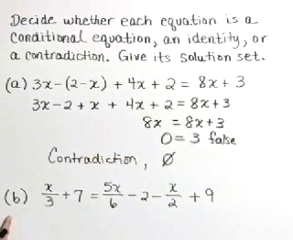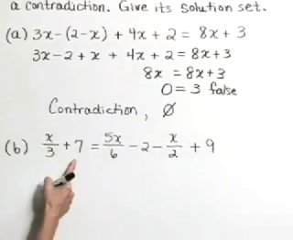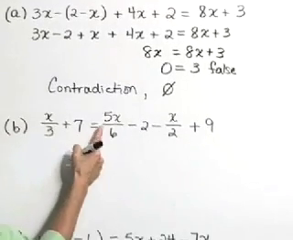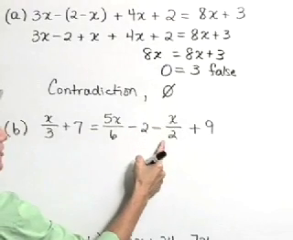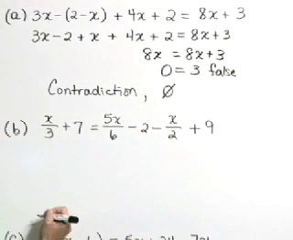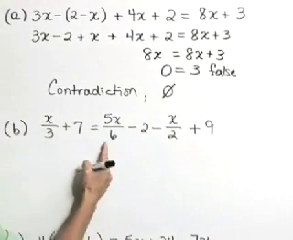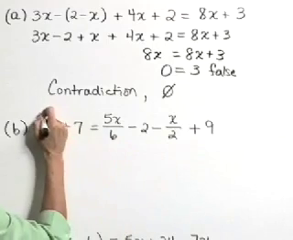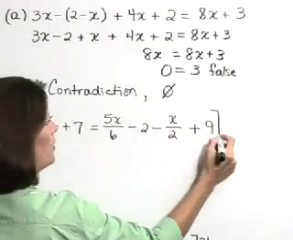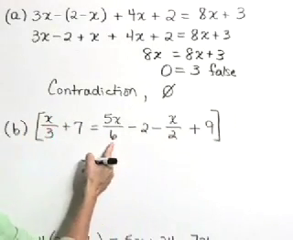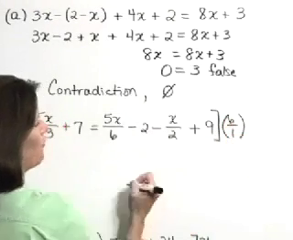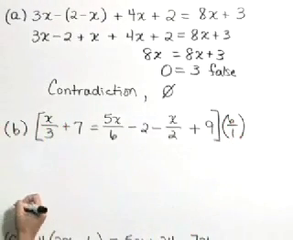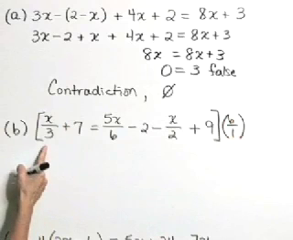Looking at equation B, x over 3 plus 7 is equal to 5x over 6 minus 2 minus x over 2 plus 9. Let's start here by getting rid of our fractions, multiplying through by a lowest common denominator, which is 6. I'm going to write that 6 as 6 over 1. Now let's multiply that times each term.